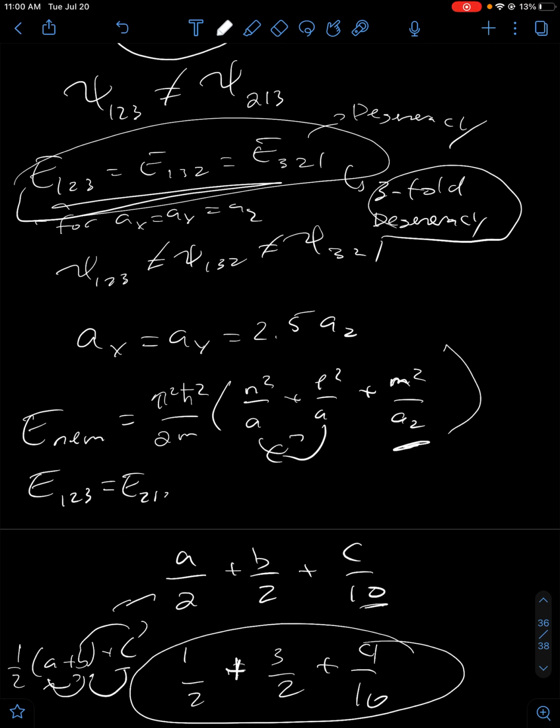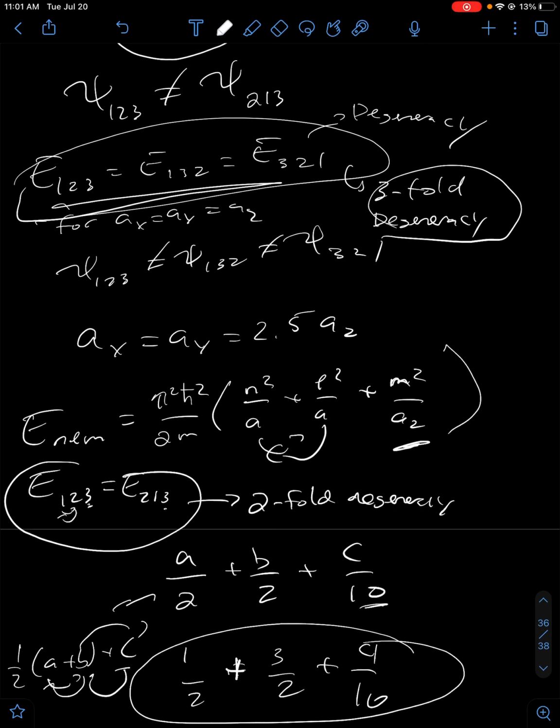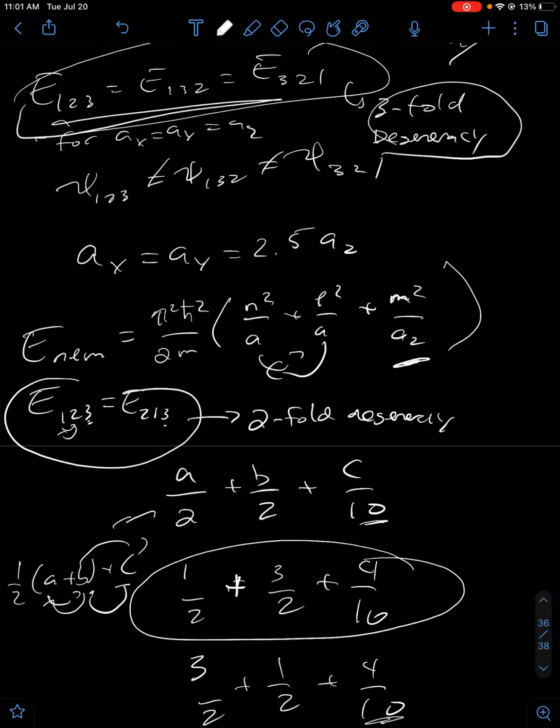So, when we let ax be ay but it's not equal to az, E123 would equal E213. We can swap these inner values, but we can't swap all three. We can't do that. So here we'd have twofold degeneracy, since only 2 eigenvalues would be the same for the case where ax equals ay but does not equal az. And you can try this out for where az equals ay, but it's not equal to ax. You still have twofold degeneracy. And for the case where ax is not equal to ay and does not equal az, we have no degeneracy.